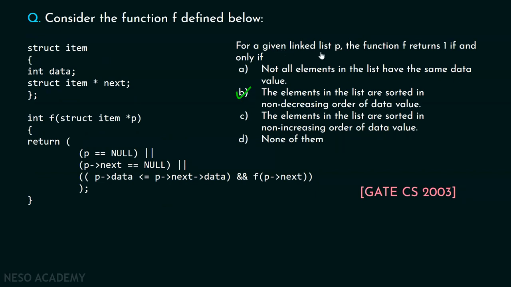That is, for a given linked list P, the function f returns 1 if and only if the elements in the list are sorted in non-decreasing order of data value. That means in increasing order of data value.